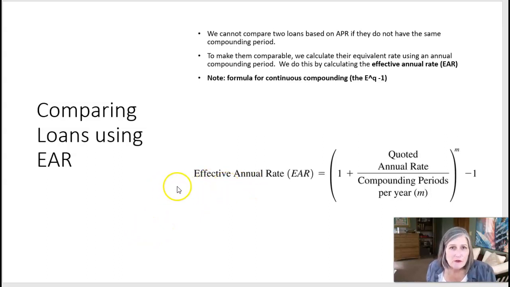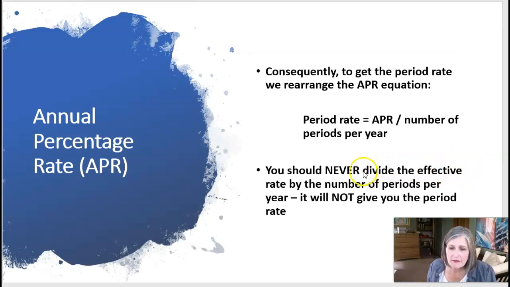So here's my effective annual rate. I'm going to take the quoted annual rate, divide it by the compounding periods, which is how many times we're compounding in any given year, add 1 to it so I can do the exponent, raise it to the number of times I'm compounding, and then subtract 1 to get the percentage rate. Whenever we want the period rate, we're always going to use the APR, and that's what we use when doing present values and future values. It's the number of periods that will change. So here's the period rate: the APR divided by the number of periods per year. We're never going to divide the effective annual rate by the number of periods. That's not going to make sense.